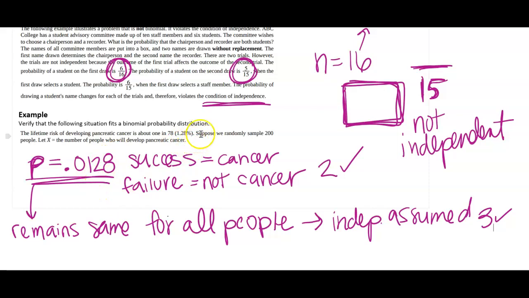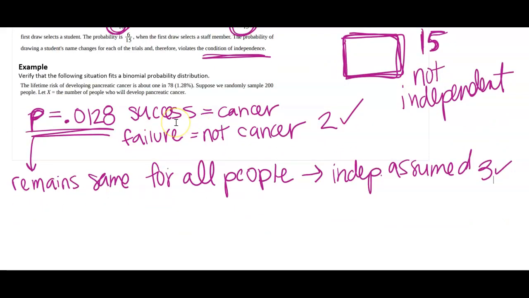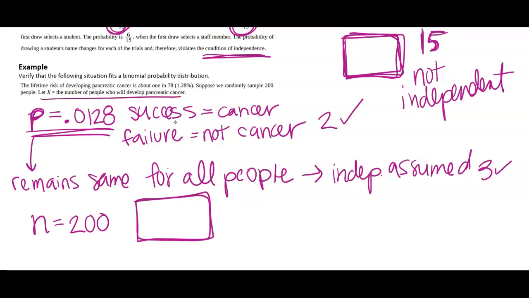Now, the last thing is it says, suppose we randomly sample 200 people. So that means that our N is set. And I want to know in that group of 200 people how many of them are going to develop pancreatic cancer. So out of this 200, condition 1 is met. That is a fixed N.